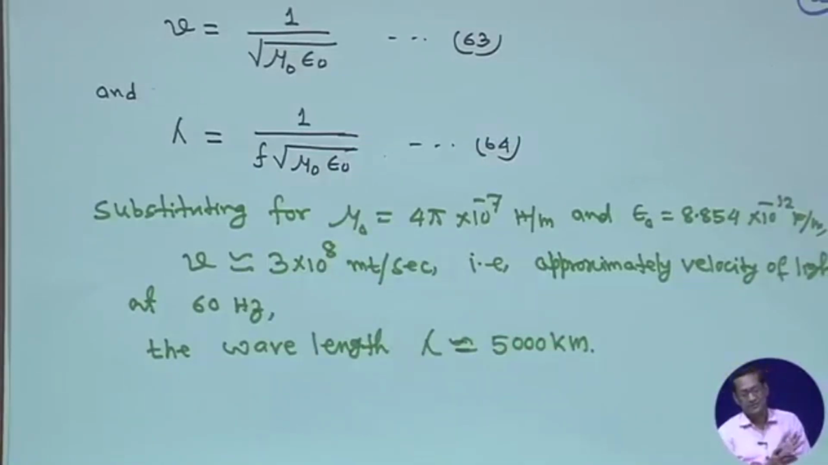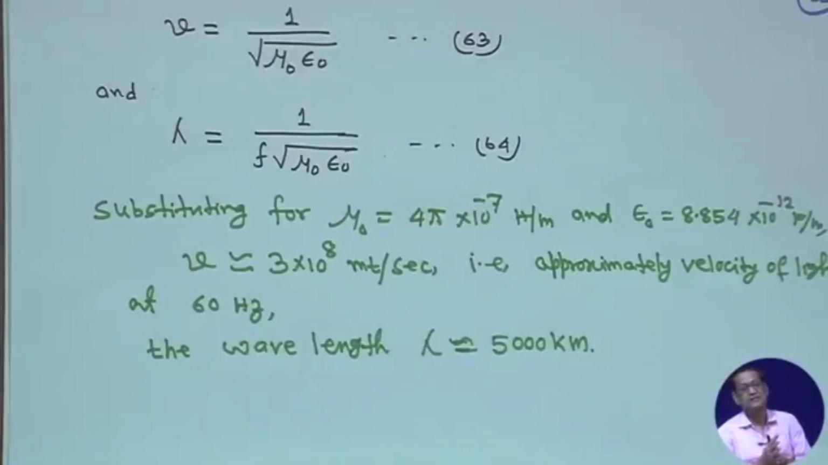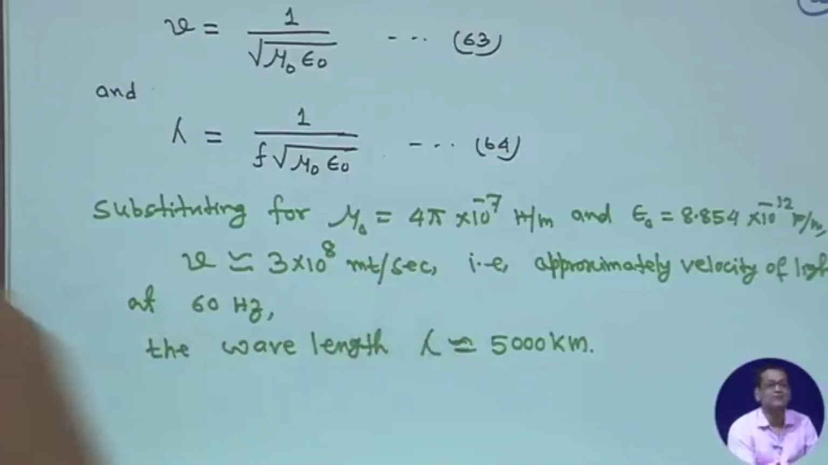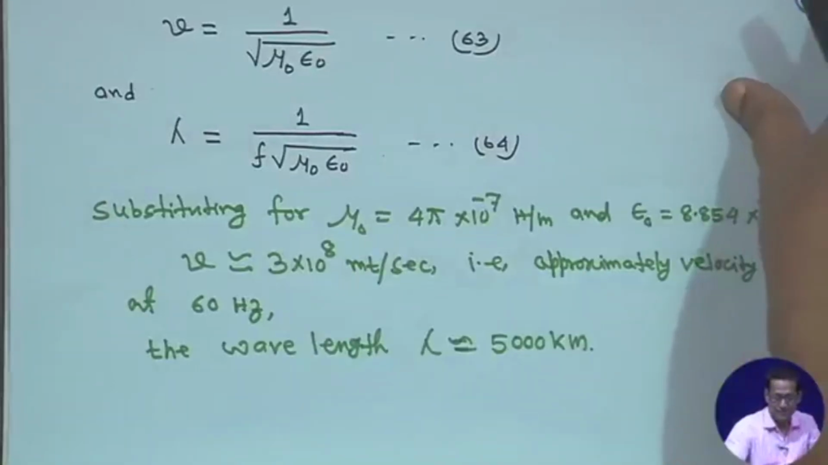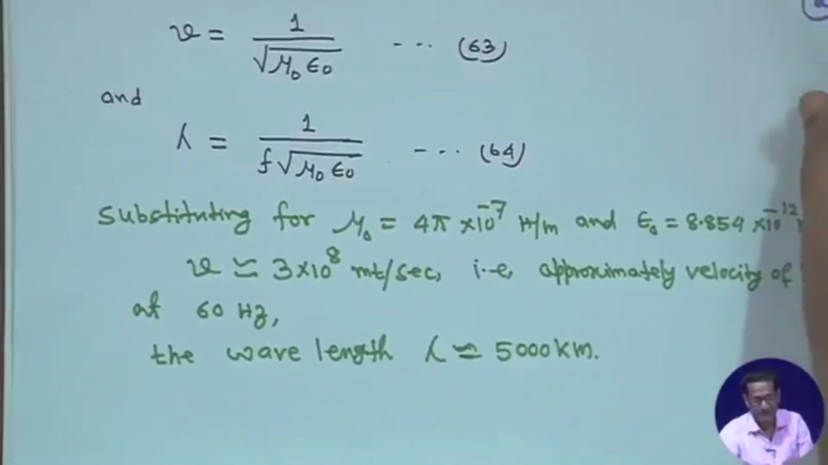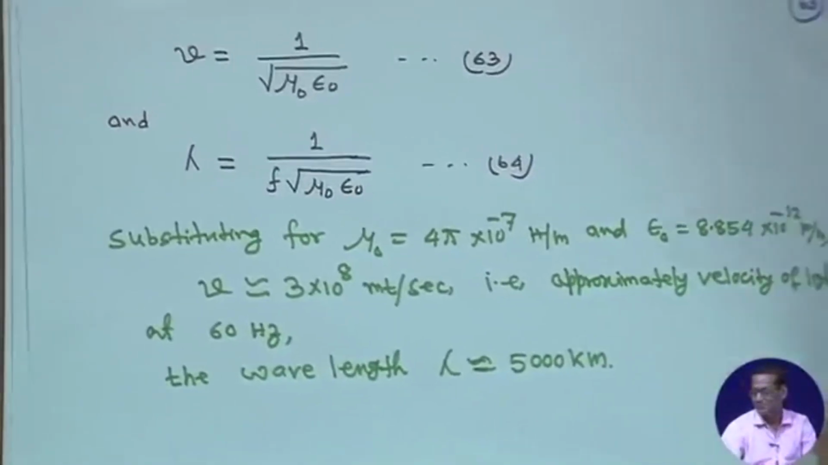This is more or less some idea regarding your velocity of propagation and your wavelength lambda. But these values are approximate, because we have taken ln d upon r dash approximately equal to ln d upon r. But this will give a good idea about your V and your lambda.